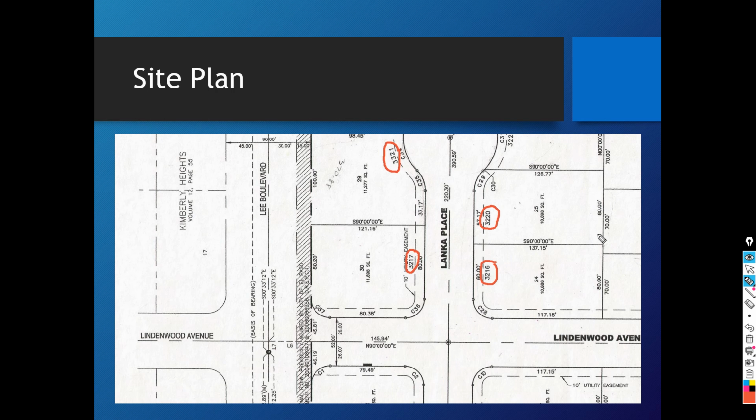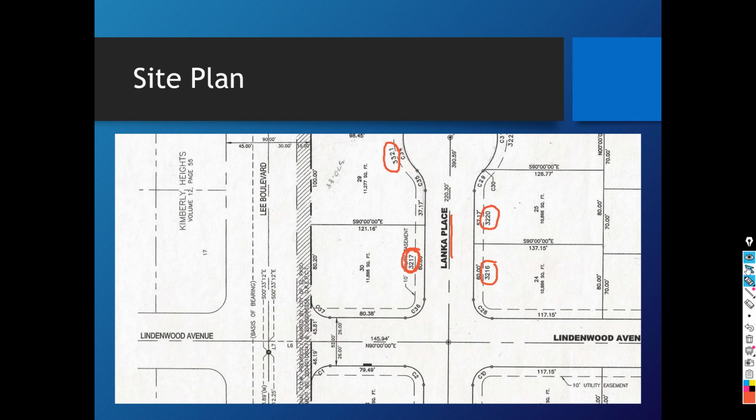That's how you say, hey, I'm buying this house. Where is this house? Oh, this one house that we're going to be working with today is 3217 Lanka Place. Just like Ms. Brianna said, that's the address. Okay, very good. So that's the address.